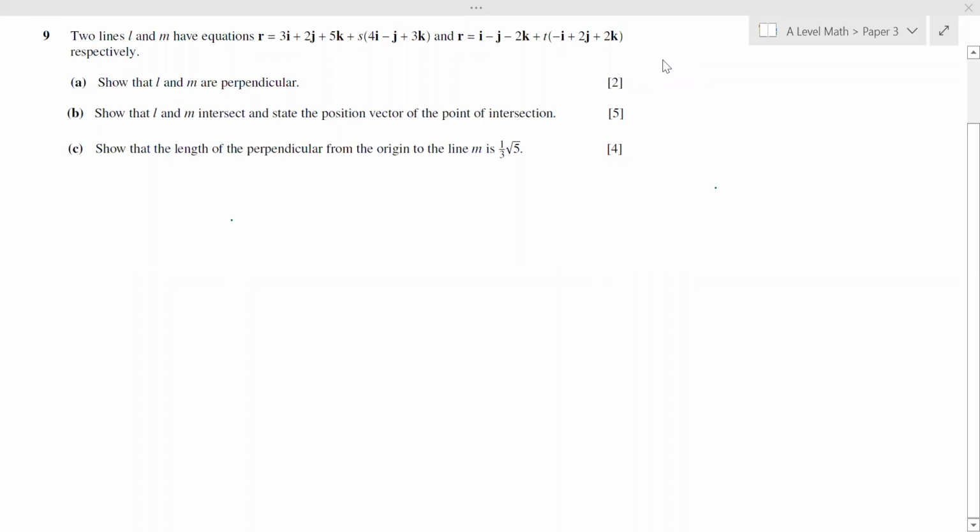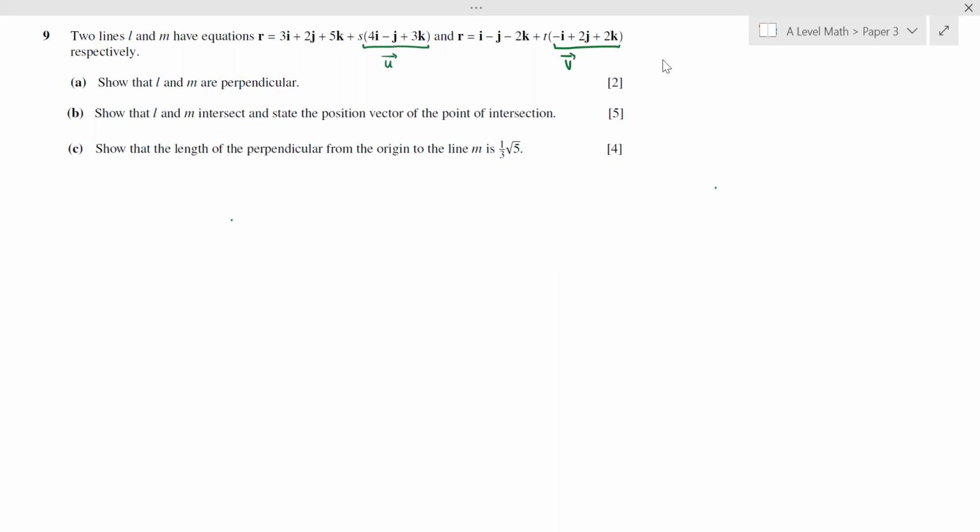The vector equations of two lines L and M are given. Part A, we need to show that the two lines are perpendicular. Now for line L, this part gives the direction vector. Let's say this is vector U. And for line M, -i + 2j + 2k is the direction vector of line M.